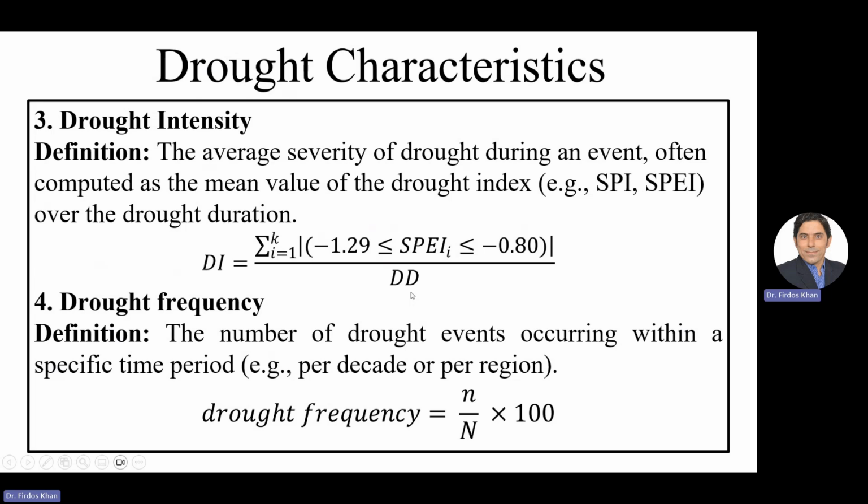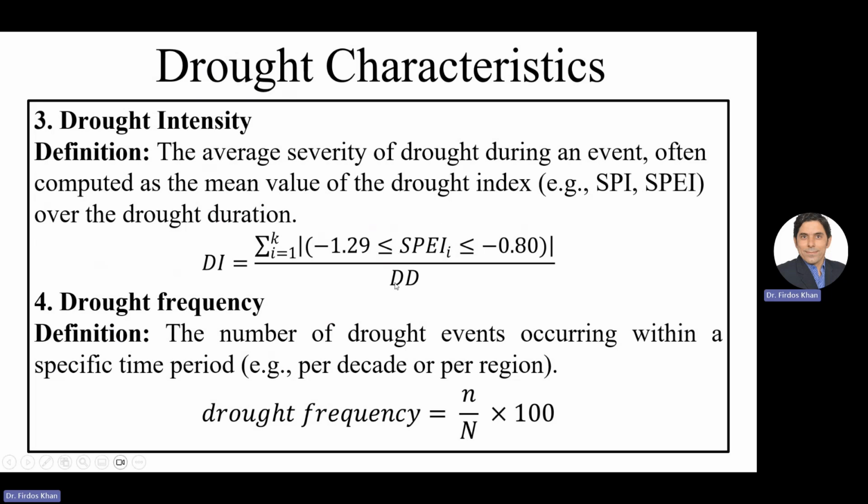So the drought duration should be 5 if that is for 5 months, and that should be 3 if that is for 3 months. You need to sum all those values of the drought index for 3 months and divide by the duration, that is 3. And if the value is less than -1 for 5 consecutive months, you need to sum all those values, take the absolute value and divide by the drought duration, that is 5. That will give you drought intensity.